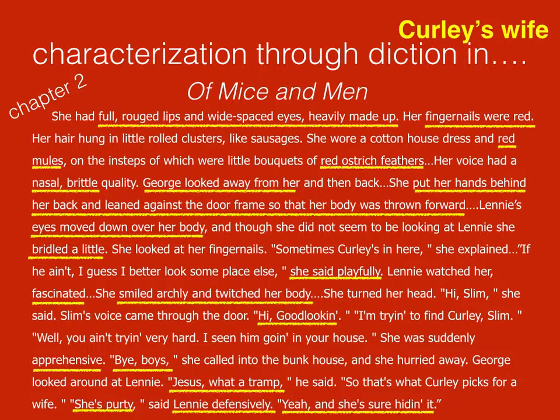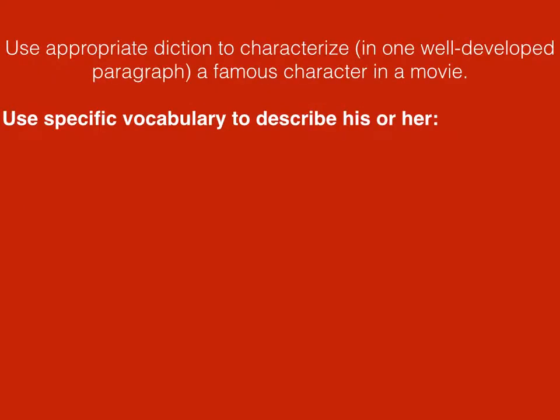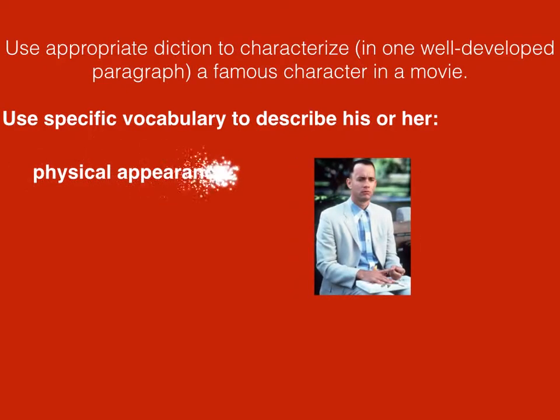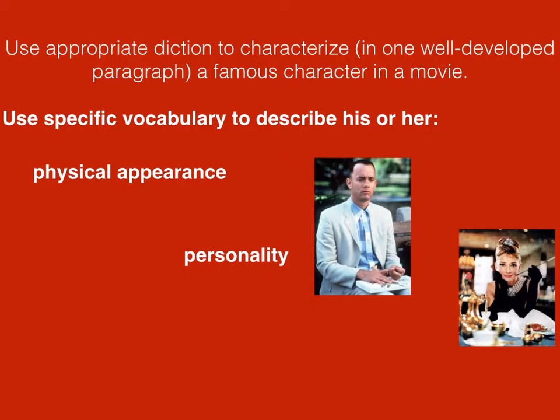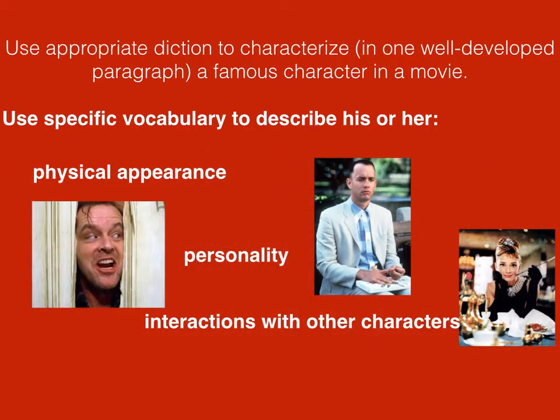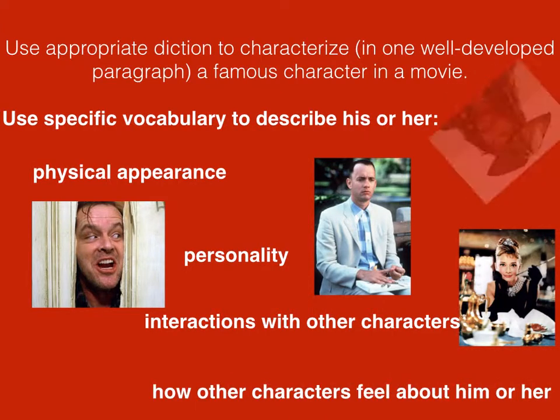So what I would like you guys to do is write me a paragraph. Just one well-organized, well-developed paragraph in which you characterize a well-known character from a movie. I want you to use very specific vocabulary to describe that character. Tell me a bit about his or her physical appearance, and don't just tell me that the character has brown hair and brown eyes. Tell me something about his or her personality. Tell me something about their interactions with other characters in the movie. Tell me how characters feel about that character as well.